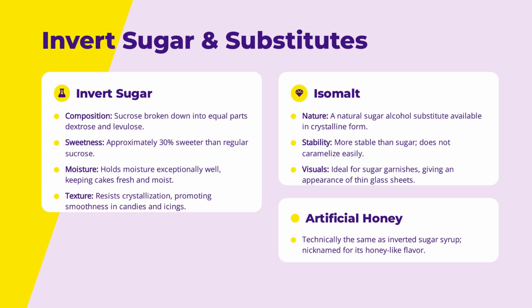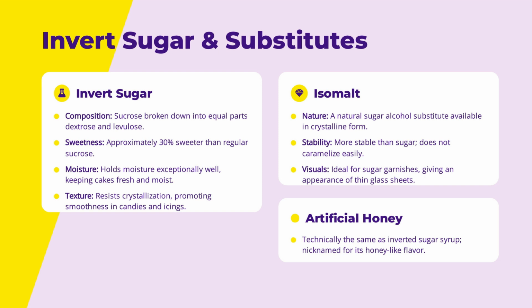Another important characteristic is its excellent moisture-retaining property. This helps cakes, pastries, and confectionery products remain soft and fresh for a longer duration. Invert sugar also prevents sugar crystallization. As a result, products like fondants, candies, and soft fillings develop a smoother texture without forming coarse crystals.